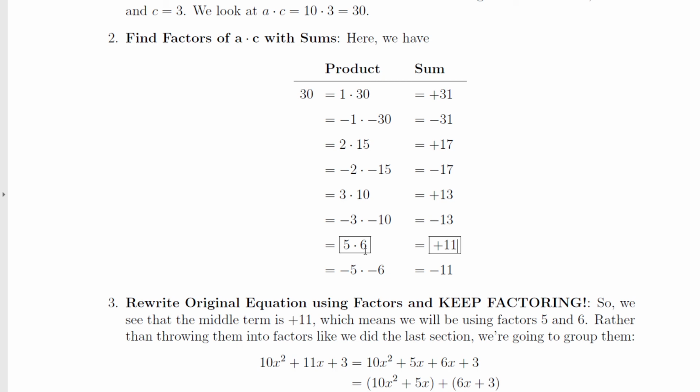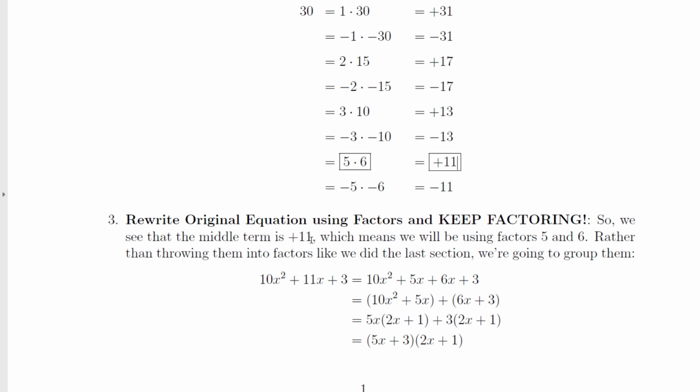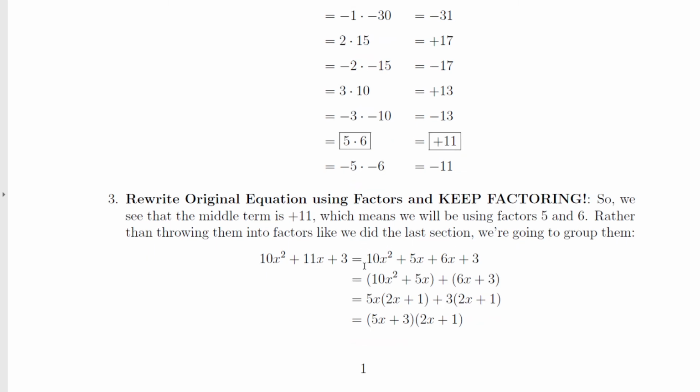What we're going to do now is rewrite the original equation by grouping. I don't know if you remember this a couple sections ago, but when we were writing out and factoring, we were grouping things a certain way. So check this out. When we see the middle term is 11, we'll use the factors 5 and 6. And then rather than throwing them into factors like we did the last section, like x plus 5, x plus 6, what we're going to do is group them together like this.